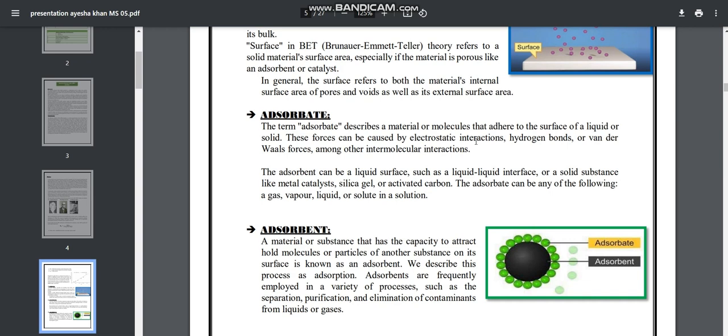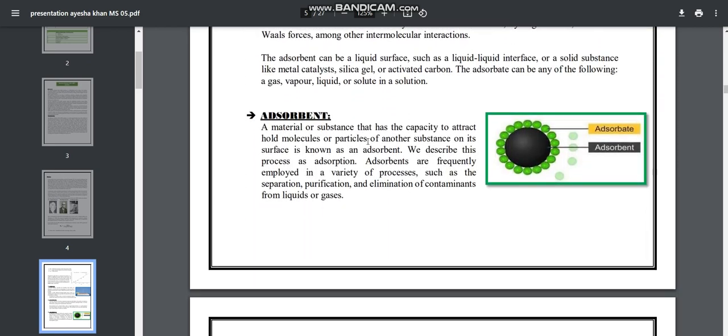They get adhered by electrostatic interactions. They may also form hydrogen bonds, van der Waals forces, and other intermolecular interactions. The adsorbate may be liquid, vapors, or solid.